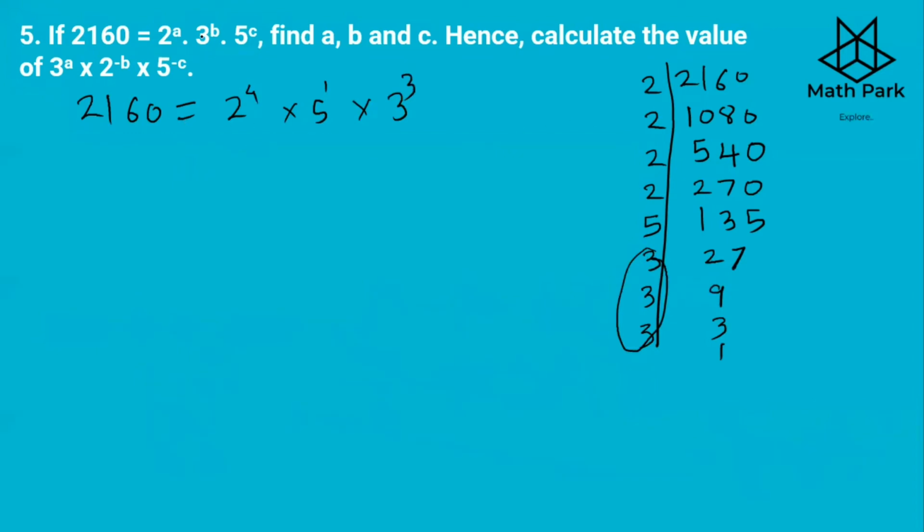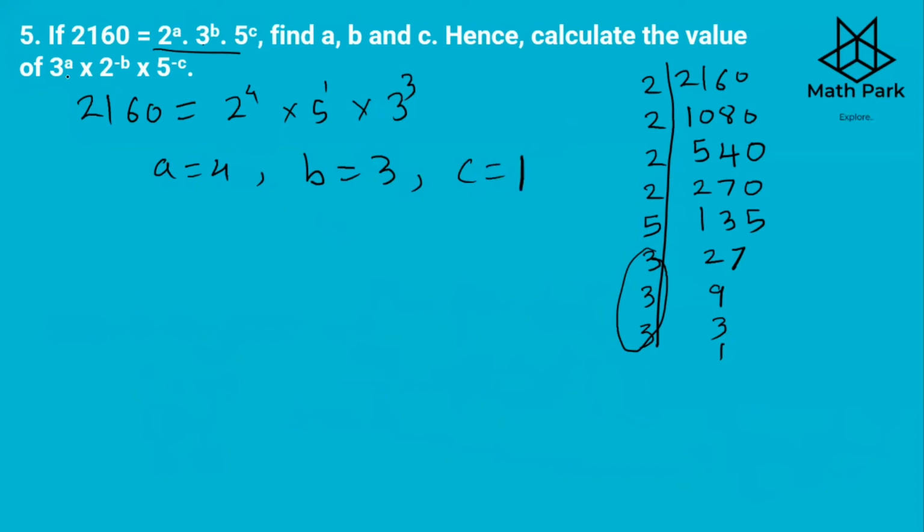So comparing these two equations, we get A is equal to 4, B is equal to 3, because 3's power is B. Compare this: 3's power is B, so B is equal to 3, and 5's power is C. So the 5 power here is 1, so C is equal to 1.